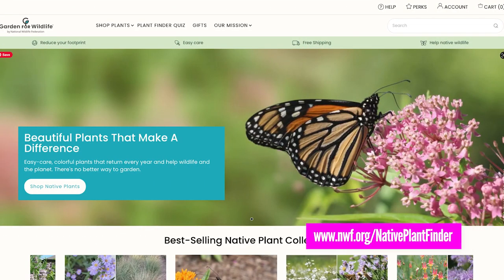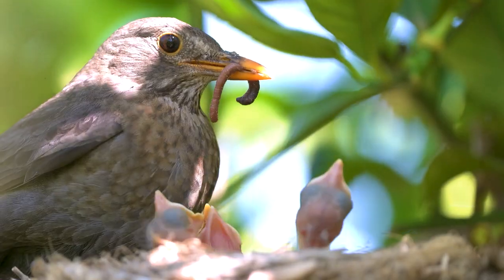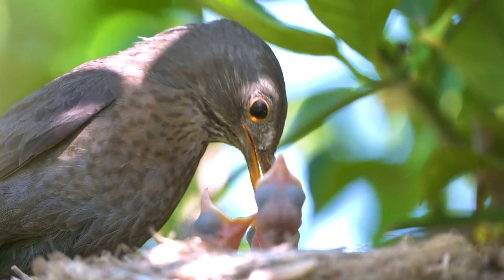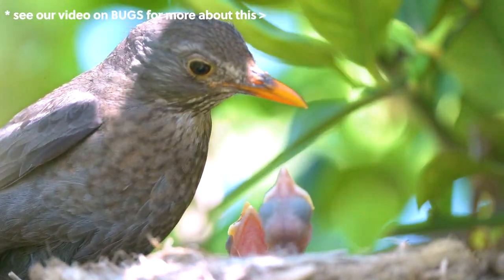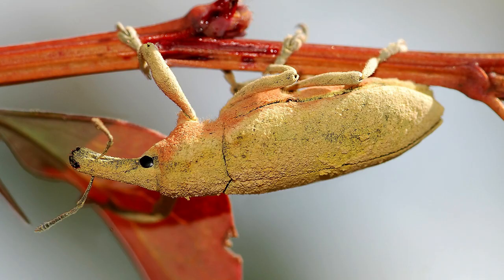I typed oak into the National Wildlife Federation's Native Plant Finder and it said that oaks can host 468 species of caterpillar in my area alone. We use caterpillars hosted as a metric because birds require caterpillars to raise their young, so it's a good scale to see how much one plant affects the wider food web. And that's not to mention the dozens of other insects that base their entire life cycle on oak trees, like stick bugs, tree hoppers, lace bugs, leaf beetles, weevils, grasshoppers.